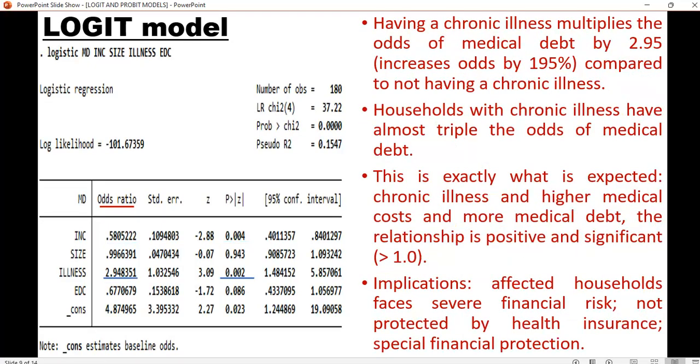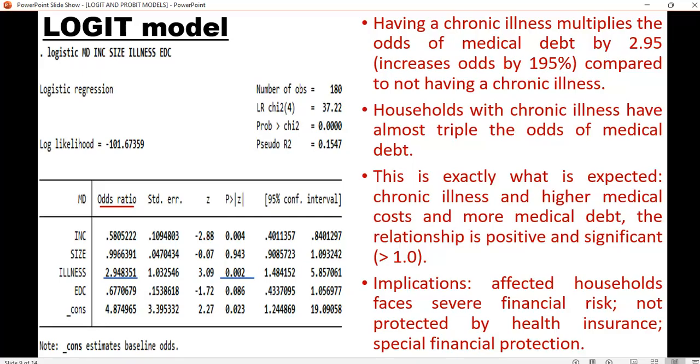The next one is chronic illness. Chronic illness has an odds ratio of 2.948351, which is significant at the 5% level of significance, with a probability value of 0.002. Now, what are possible interpretations of this? Having a chronic illness multiplies the odds of medical debt by 2.95. That increases the odds by 195% compared to not having a chronic illness. In other words, households with chronic illness have almost triple the odds of medical debt.